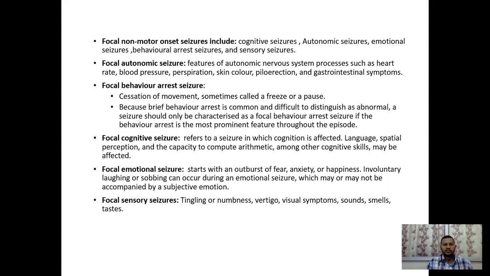Focal non-motor onset seizures include cognitive seizures, autonomic seizures, emotional seizures, behavioral arrest seizures, and sensory seizures. Focal autonomic seizures: features of autonomic nervous system processes such as heart rate, blood pressure, perspiration, skin color, piloerection, and gastrointestinal symptoms. Focal behavioral arrest seizures: cessation of movement, sometimes called a freeze or pause. Because brief behavior arrest is common and difficult to distinguish as abnormal, it should only be characterized as a focal behavior arrest seizure if the behavior arrest is the most prominent feature of the seizure.